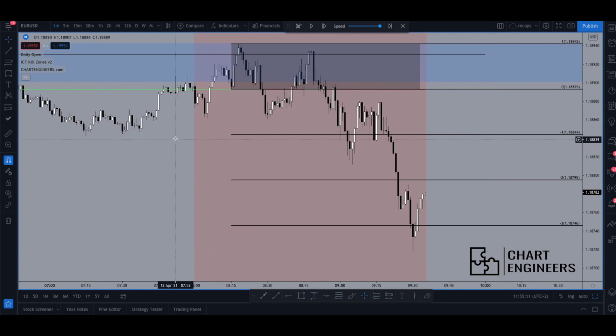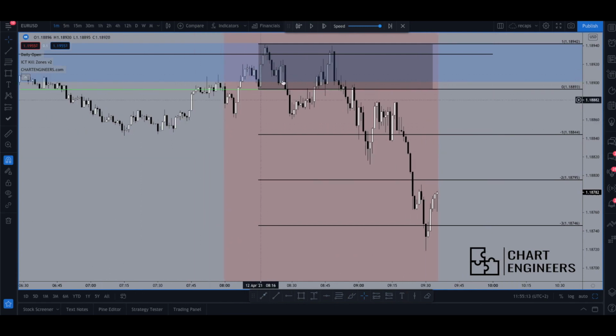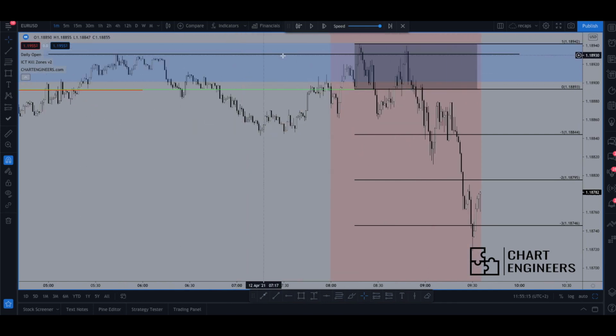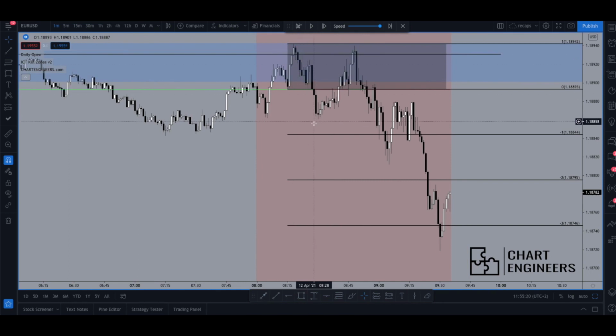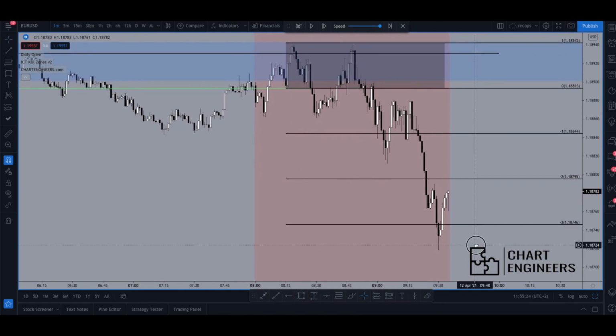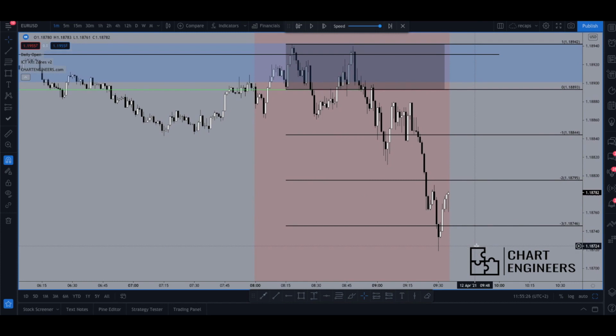Quite clean PA: H4 alignment, H1 alignment, and then M5 raiding the H1 high inside the H1 fair value gap, M5 breakdown, marking out the M1 breaker zone, and then sending it down. So basically from higher time frame to lower time frame.